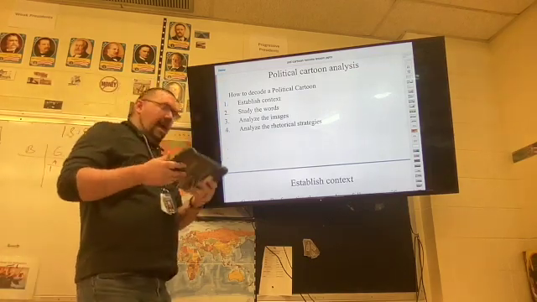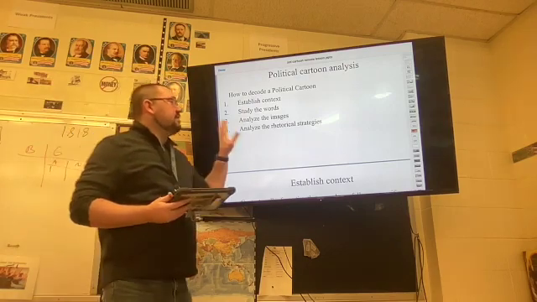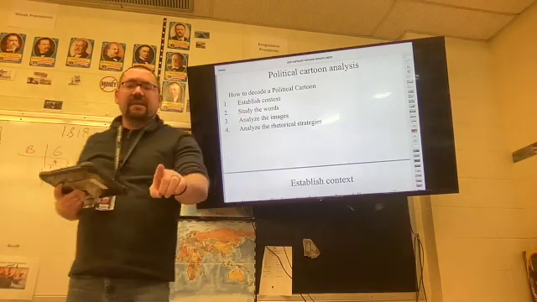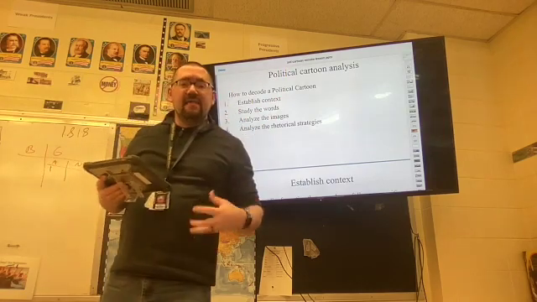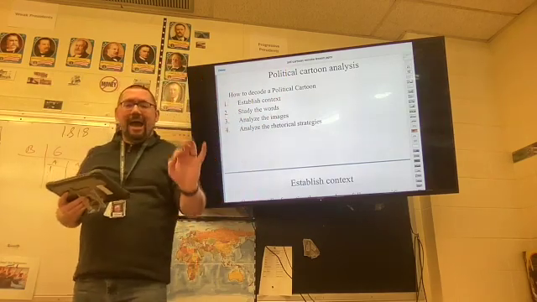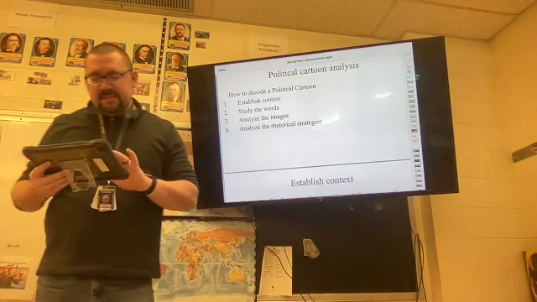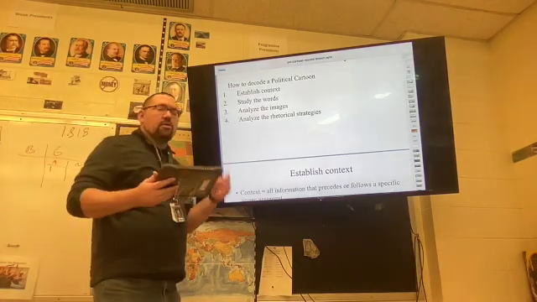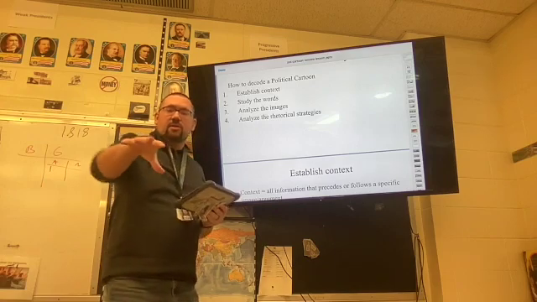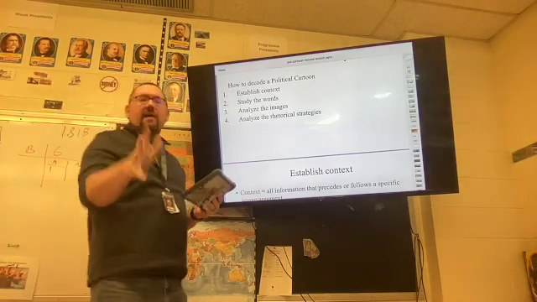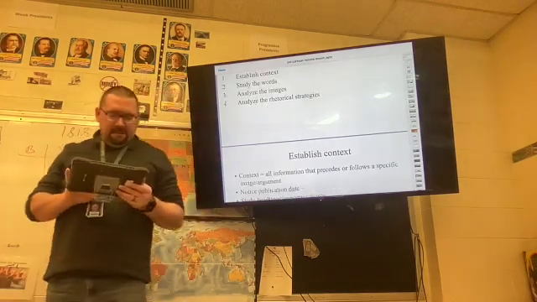Three, analyze the images. Images matter. The size of the images, what the images are specifically doing, what the images have on them, all images matter. And we're going to talk about this as we decode some of these. Four, analyze rhetorical strategies. And I'm going to go through these strategies right now during this little hodgepodge, so then you have an idea what strategies I'm talking about.